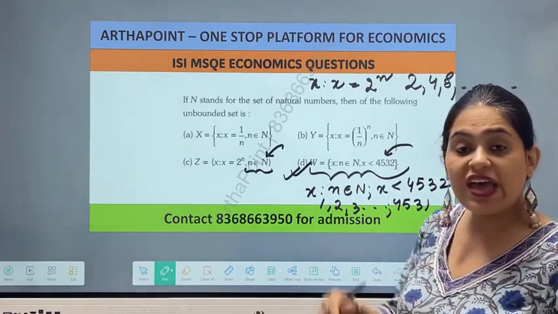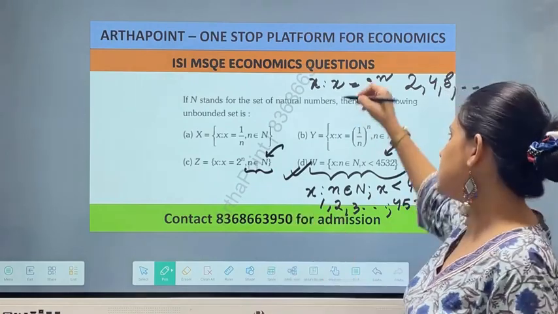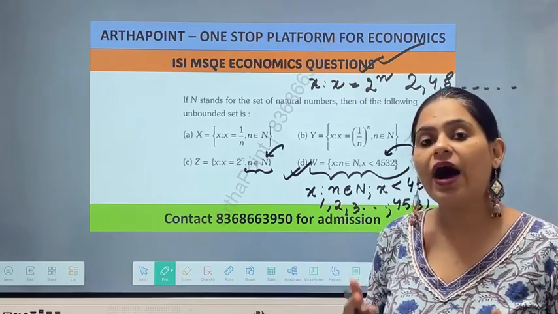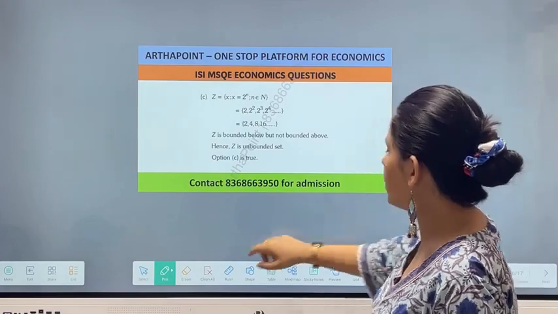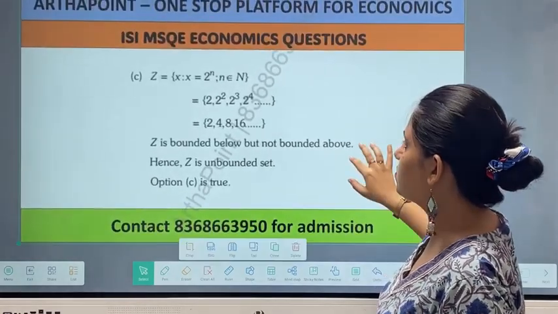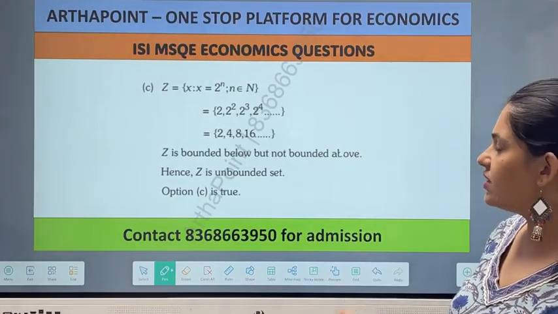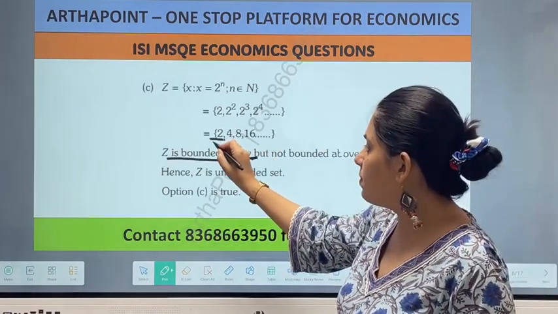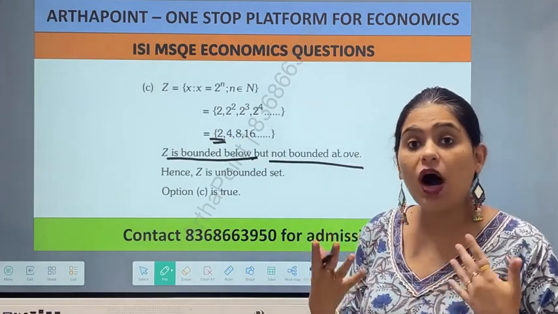So this is unbounded. That is what we can say in this case. Let me zoom this a bit for you. So what can we say? We can say that Z is bounded below. There is a lower bound to this, but it is not bounded above. There is no upper bound to this. So since there is no upper bound, it becomes an unbounded set. And that's the answer to this question.